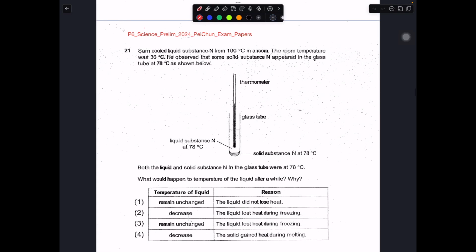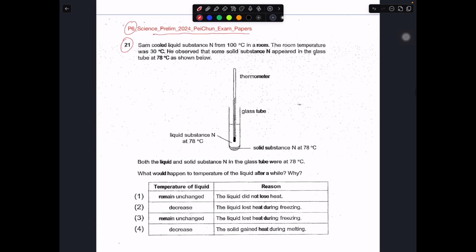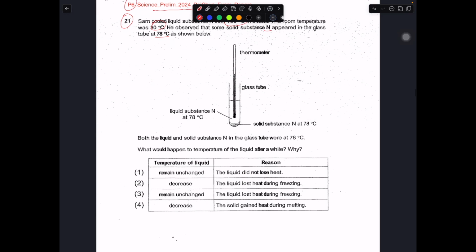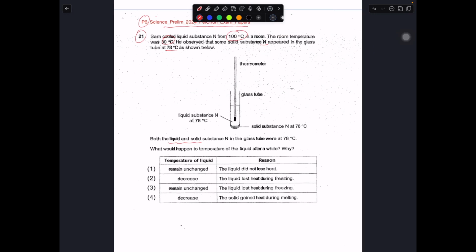So today I'll be going through the P6 Science Prelim 2024 Pei Chun exam paper. Over here we have question number 21. Sam cooled liquid substance N from 100 degrees in a room. The room temperature was 30. And he observed some solid N appear in a glass tube at 78 degrees, as shown. So both liquid and solid substance N in the tube were at 78 degrees Celsius.